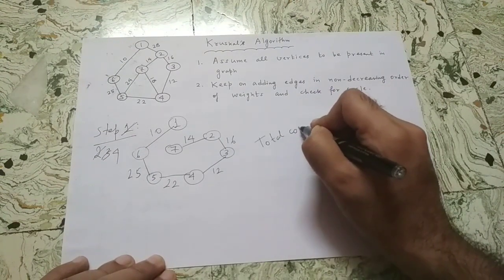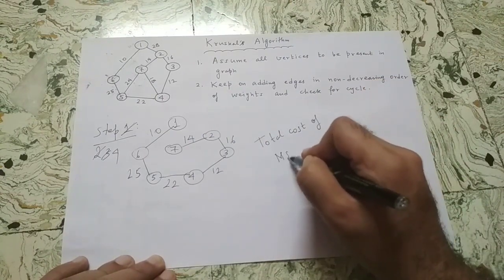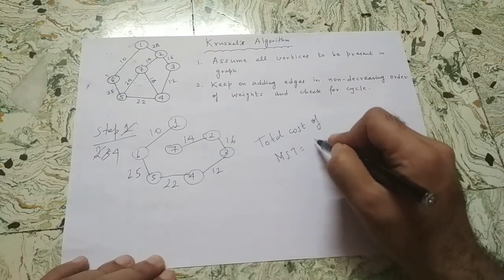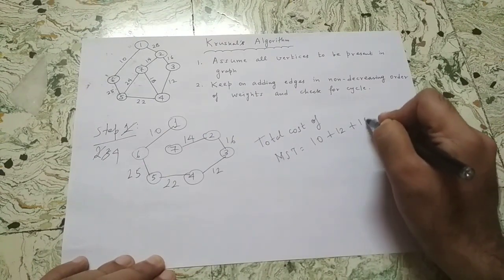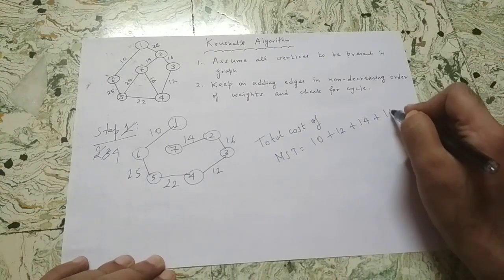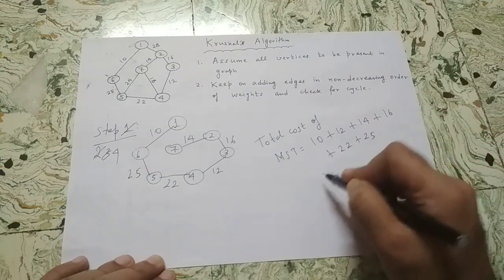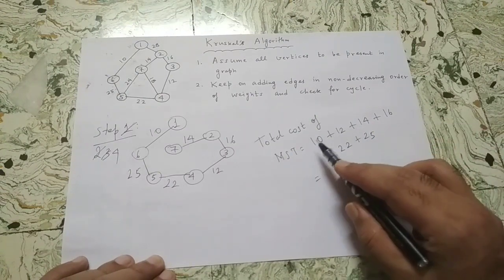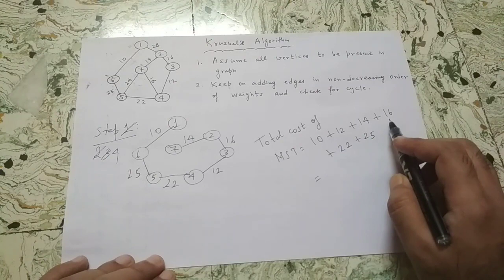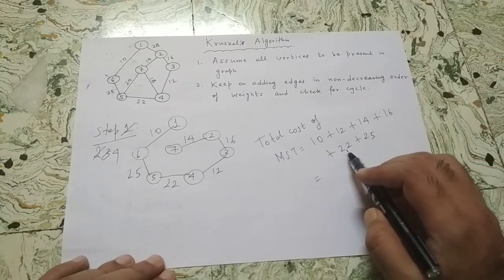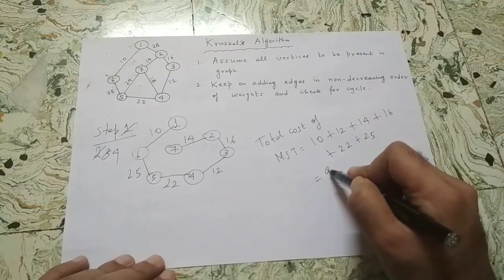So, if you find the total cost of your minimum spanning tree, what will it come out to be? It will come out to be 10 plus 12 plus 14 plus 16 plus 22 plus 25. So what's this total value? 10 plus 12 is 22, 22 plus 14 is 36, 36 plus 16 is 52, 52 plus 22 is 74, 74 plus 25 is 99.